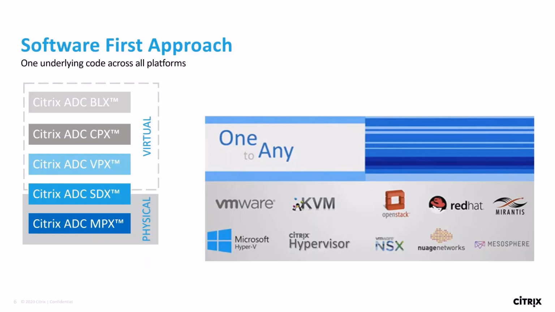So this leads us to the VPX, which is our virtualized appliance. This is really our bread and butter, and it can run on any hypervisor. You can see on the screen just some of the hypervisors that our VPX can run on. Next, you see our SDX, which I will get into more on the next slide. This is our physical hardware with multiple virtual instances running on the physical box. And lastly is the MPX, which is our physical appliance with a single instance.